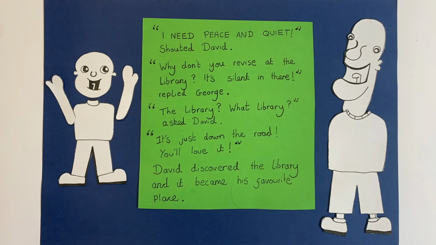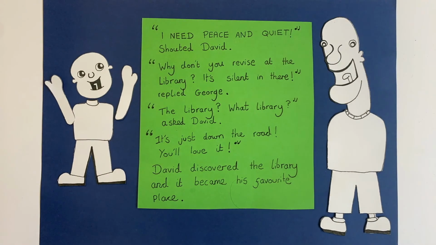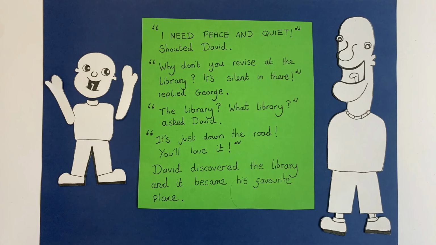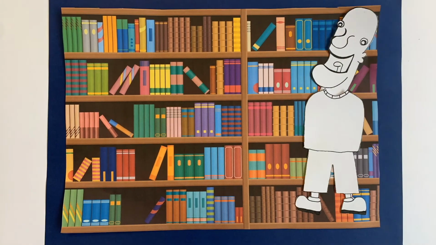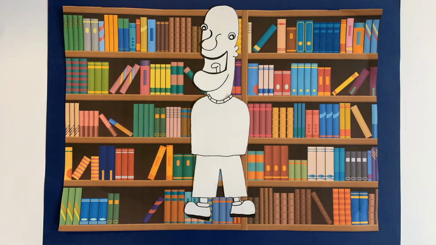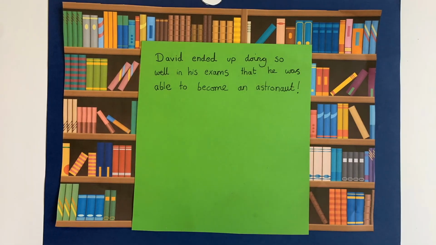The library? What library? Asked David. It's just down the road, you'll love it. David discovered the library and it became his favourite place. David ended up doing so well in his exams that he was able to become an astronaut.